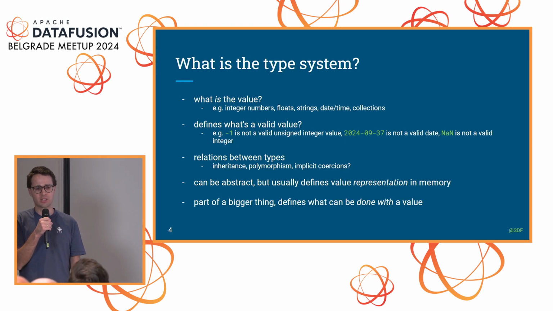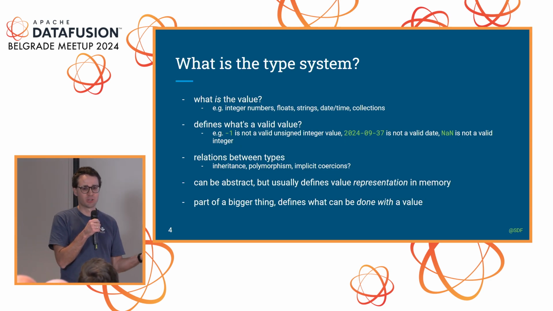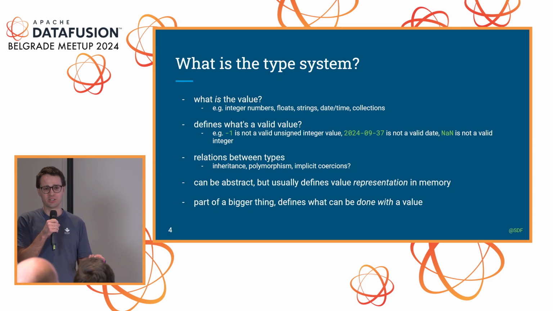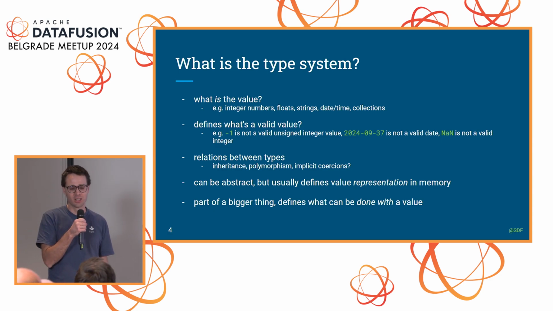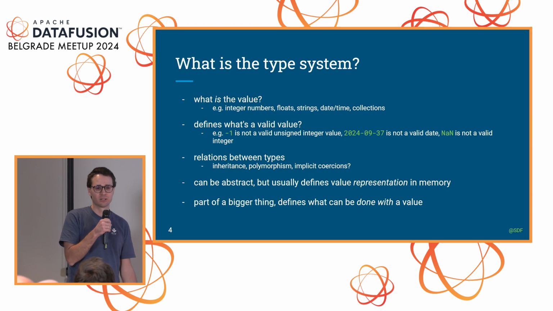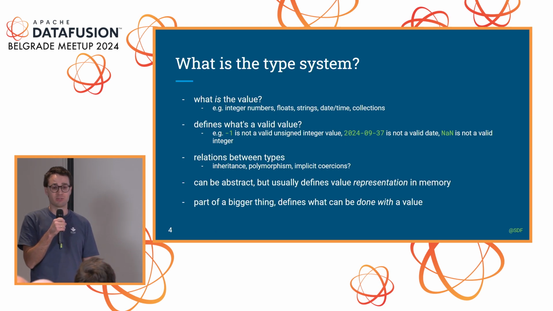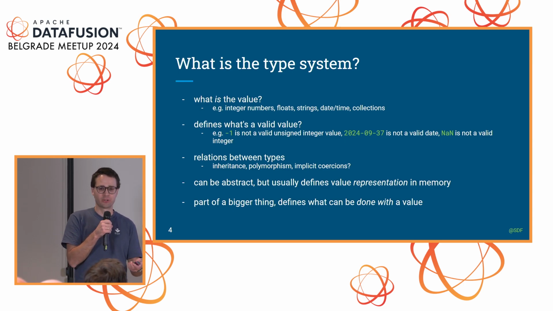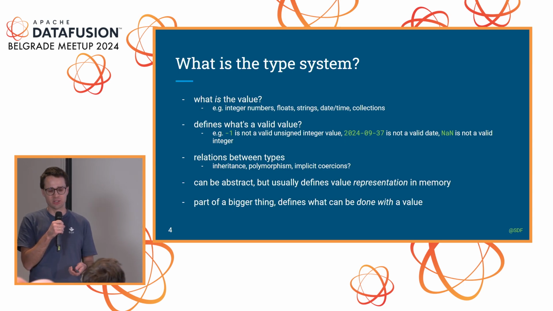So for example, if I have a date, well, 27 September 2024 is today, 37 September, well, doesn't exist, right? Or if I have an unsigned int type, -1 is not a valid value, right? So this is what the type system is for. It can also say some type is wider or narrower or something. These are the relations between them.